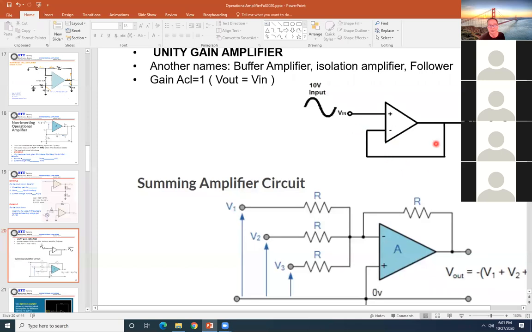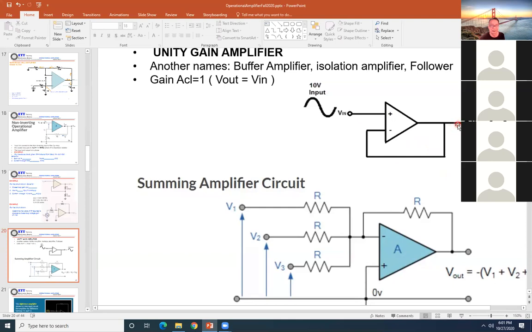You get 10 volt in, you get 10 volt out. You can understand, 10 volt here, you go in here, the difference is 0. So that's why both will have to be the same. Whatever you change in V in, V out will follow. However, they are not connected together.